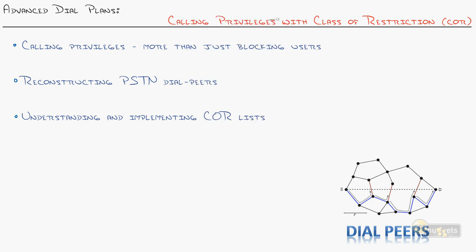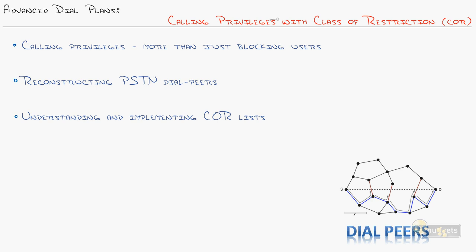Anyway, what did we see in this nugget, and what do I want you to do with it? We saw calling privileges. We saw that it is more than just blocking users. I didn't even expand into all the different possibilities, but with 911 calls, if it fails over between different destinations, some people can fail over to the PSTN, other people can't. There are all kinds of different uses, but it is primarily to allow certain calling privileges for some people and different privileges for others. To do that, we saw we had to reconstruct our PSTN dial peers, and then we saw the glorious implementing of COR lists.